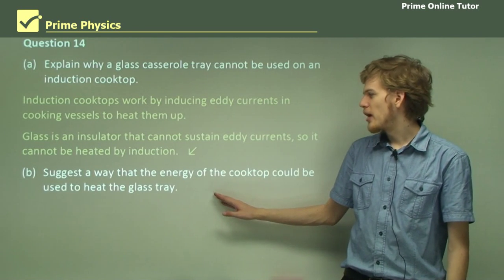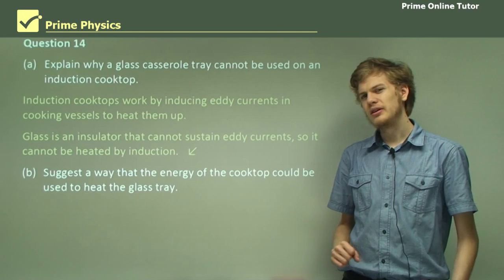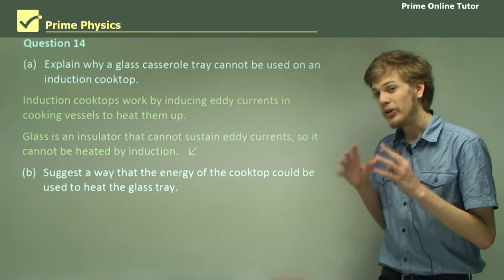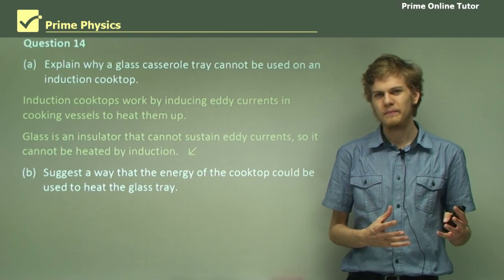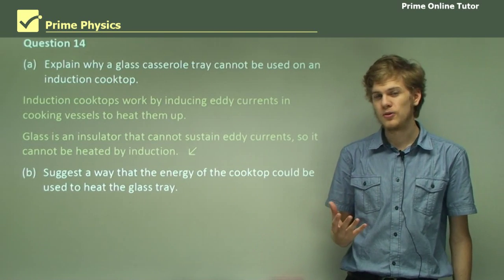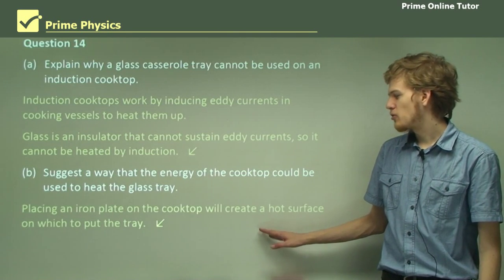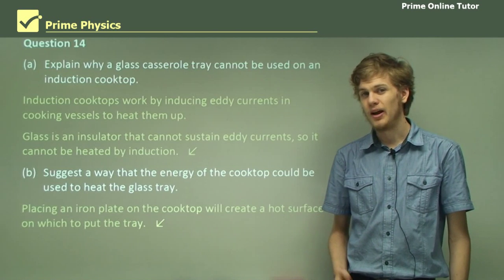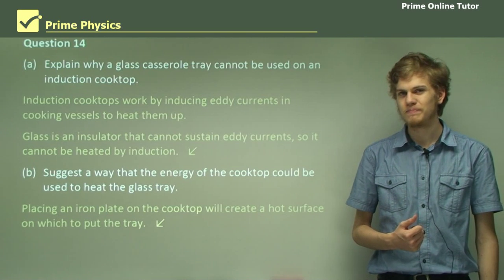Part B, suggest a way that the energy of the cooktop could be used to heat the glass tray. So obviously, we can't simply make eddy currents appear within the tray. If we still want heat, we need the eddy currents to appear within something else, right? And then we can use that something else to heat the glass. So the best option, I suppose, would be a sort of plate made of iron or steel. So placing an iron plate on the cooktop will create a hot surface, the iron plate itself, on which to put the tray. And once it's there, the heat of the iron plate will be able to cook the contents of the glass dish.